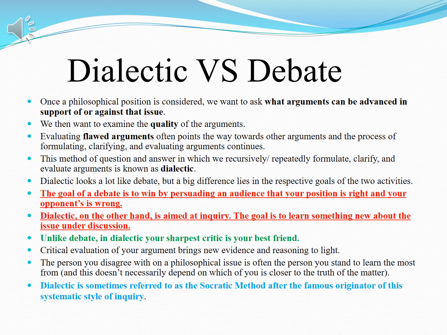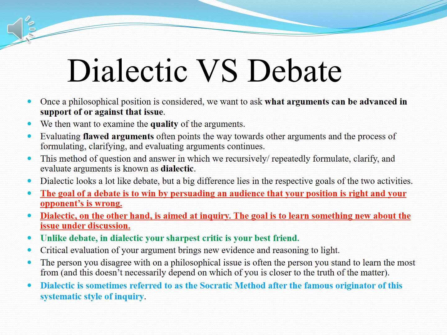The goal of a debate is to win by persuading an audience that your position is right and your opponent is wrong. So in debate, we try to win a case or a debate. So we argue that we will win, and we are right and the other person is not right. Whereas dialectic, on the other hand, is aimed at inquiry. The goal is to learn something new about the issue under discussion, where we are not trying to make someone right or wrong, we try to find out more about that issue.